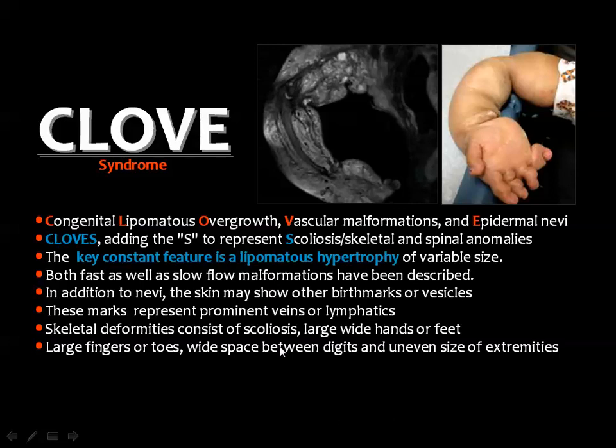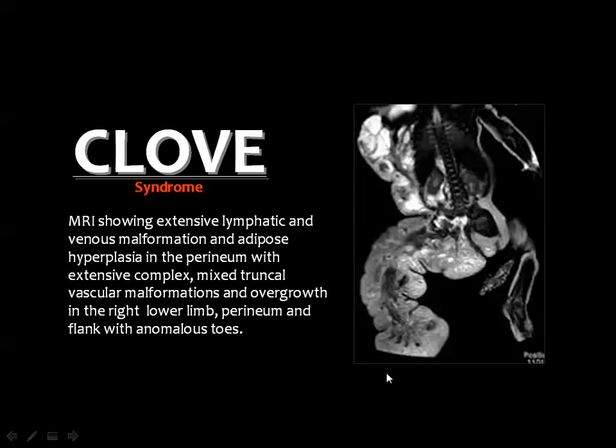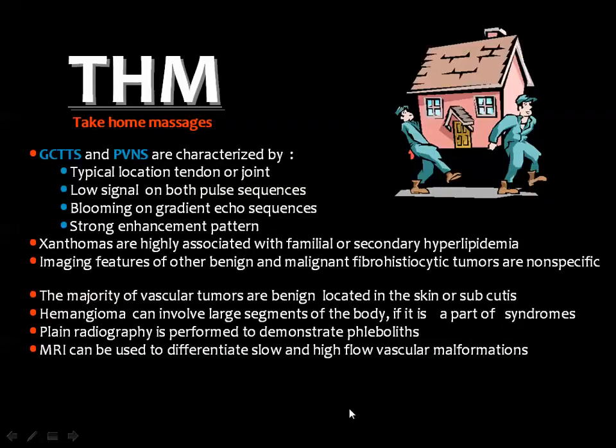The skeletal deformities are in the form of scoliosis and maybe large, wide hands and feet, as you can see here. This is what we call Gloves syndrome. There is unilateral hemihypertrophy of the body as well as the right lower limb because of fat and not because of the vessels or the muscles.